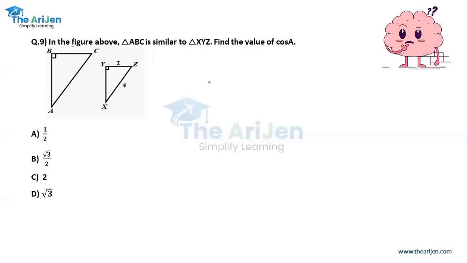Yeah, so for now, question number 9. You have been given two right angle triangles. One is in the figure above, triangle ABC, and it is similar to triangle XYZ. Now find the value of cos A, that you have to do.